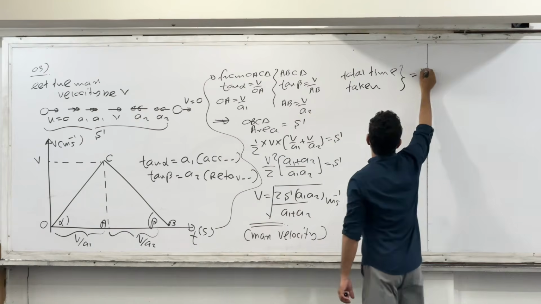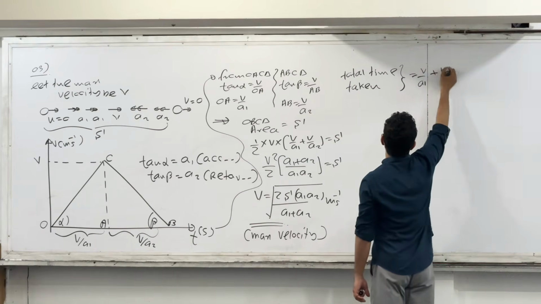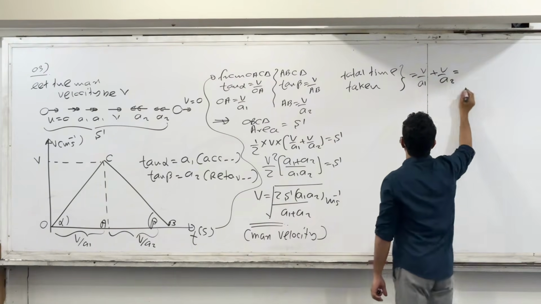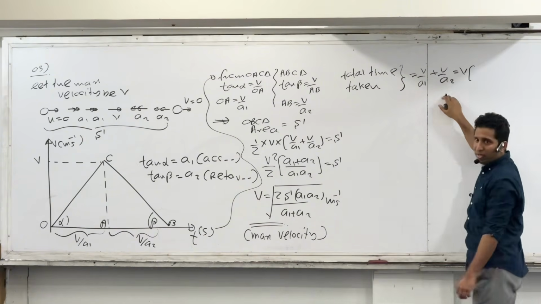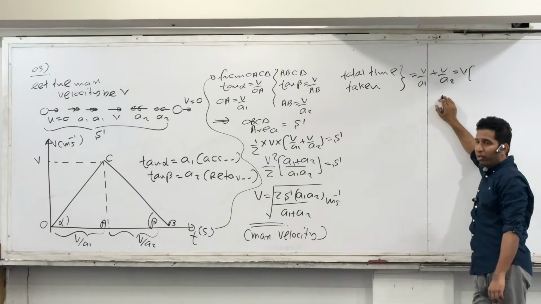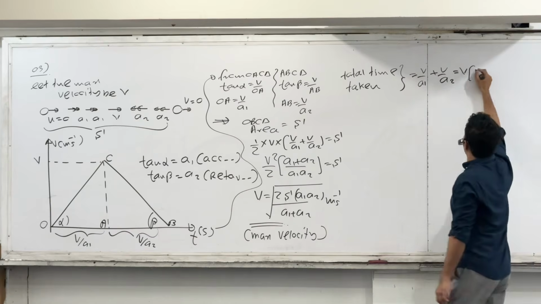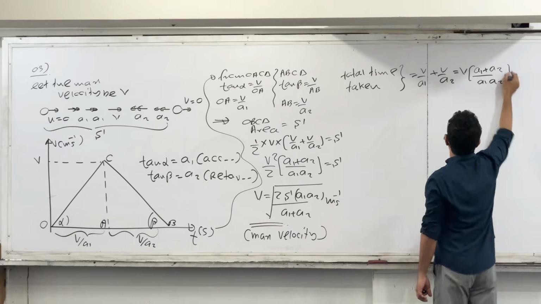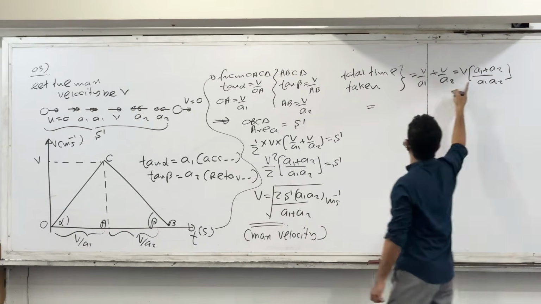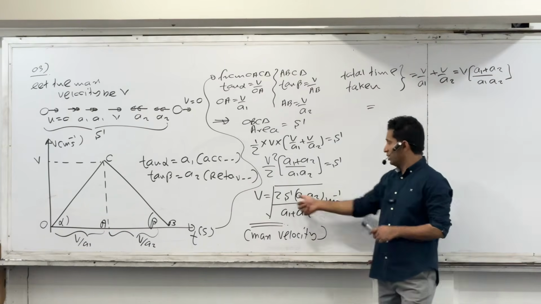Total time taken comes as V over A1 plus V over A2. Here, V is common. You can see when you take the sum of these two, V over A1 plus V over A2 gives A1 plus A2 divided by A1 A2. Now instead of V, you can substitute this result.